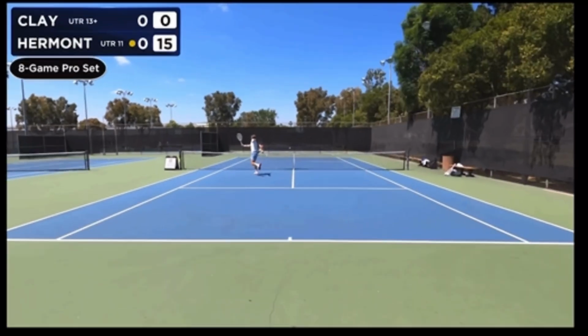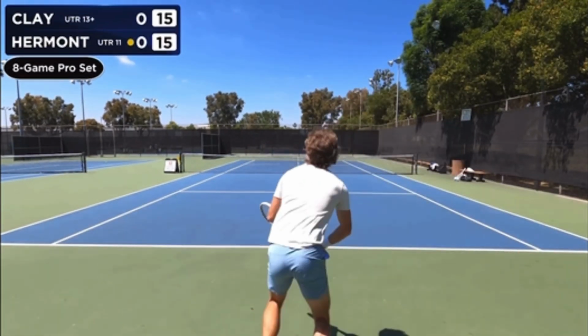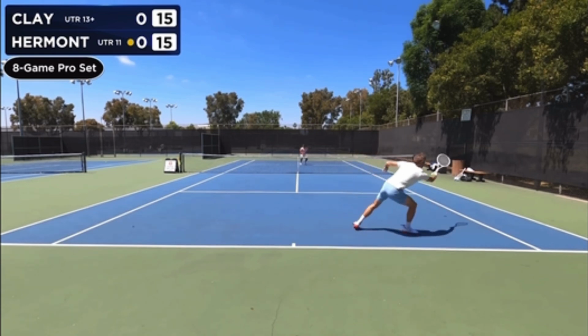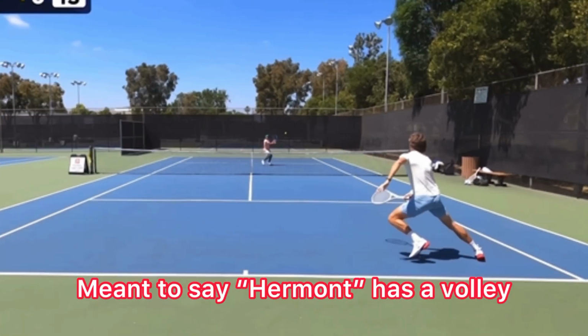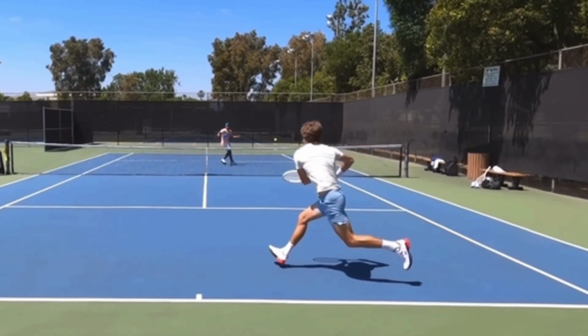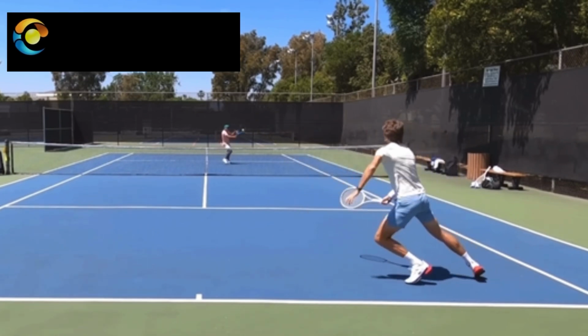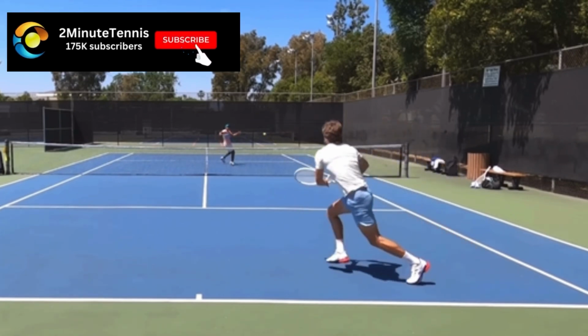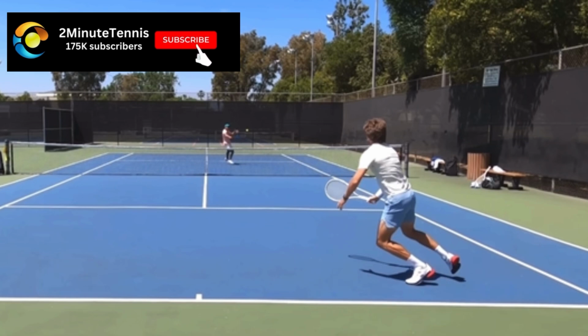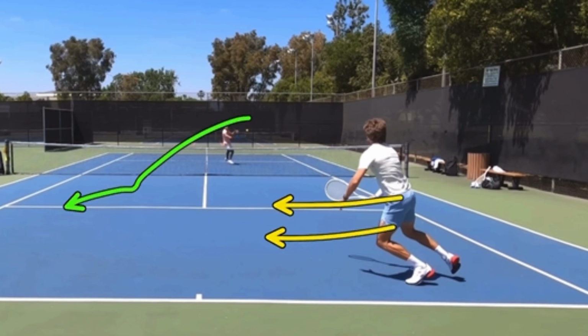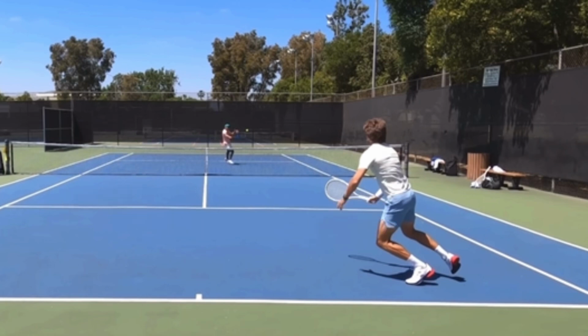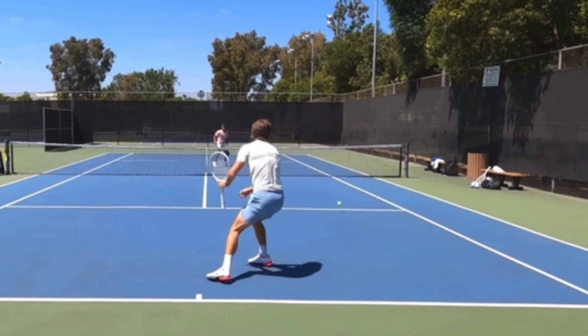But then we go to the next point, and Hermant comes to the net, and Clay has a volley, but notice the direction that Clay is moving. Hermant's got the volley. Notice the direction that Clay is moving. Clay is moving back into the center of the court thinking, hey, you know what, if he hits the volley this way, I want to be able to go and get it and pass him down the line. So Hermant sees that, recognizes it, and actually hits behind him.